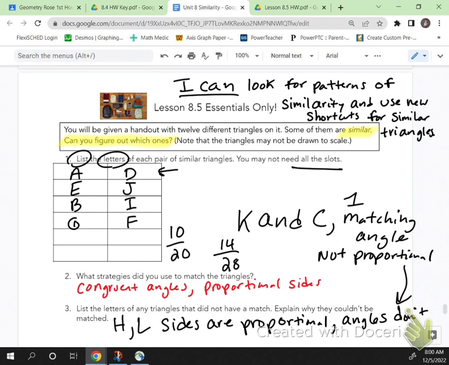Do we have to know all the sides and all the angles to determine if two triangles are similar? What is the minimum amount of information needed? I want you to turn and talk for number 4. Do you need to know all the sides and all the angles to determine two triangles are similar? Turn and talk with someone near you, please.